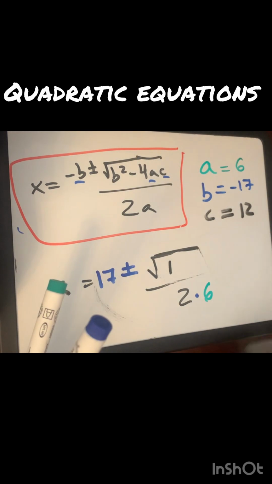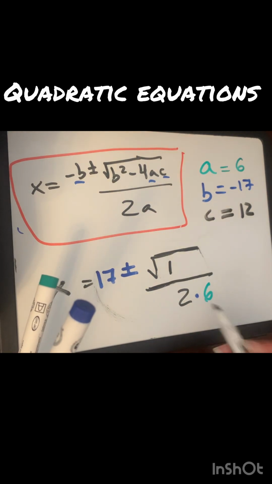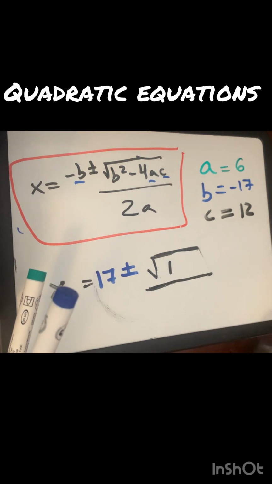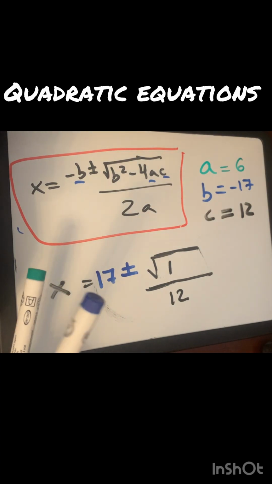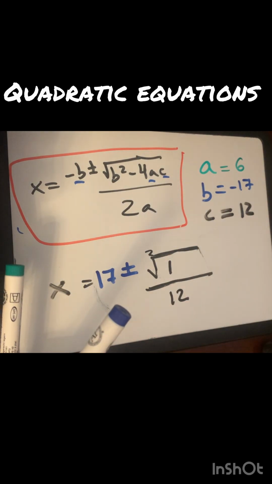Now, you don't need a calculator for this unless you do, but 2 times 6 is 12. So 12. Now, when you're here, what do you do? Well, the square root of 1 is 1.